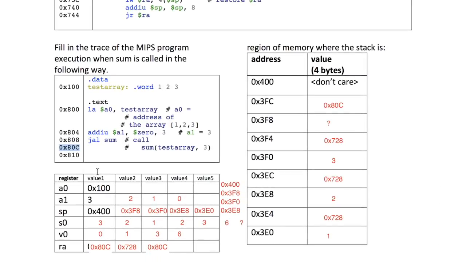And what are we ultimately looking for? Well, we're looking for the return value from that function. So we're looking at V0. And in fact, V0 has the right answer, 6. 1 plus 2 plus 3.